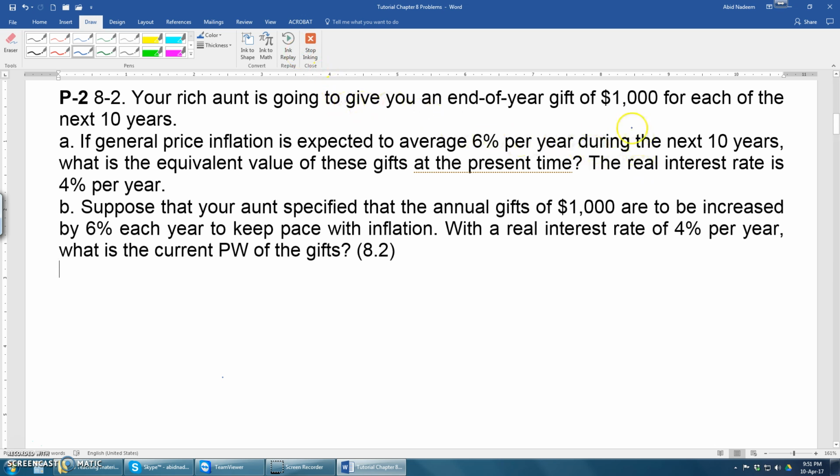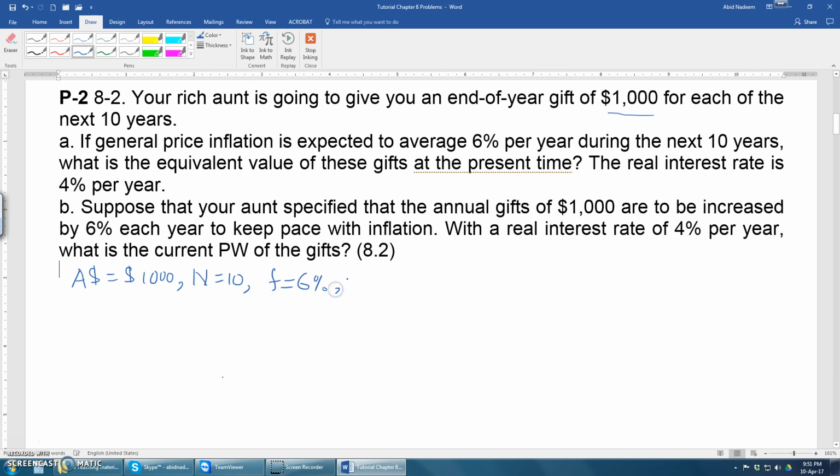So this $1,000 is the annual value in actual dollars. So the actual dollar annual value is $1,000. That means this is the actual amount which you will get, and the number of years involved is 10, and the general price inflation is 6% during the next 10 years. So what is the equivalent value of these gifts at the present time?